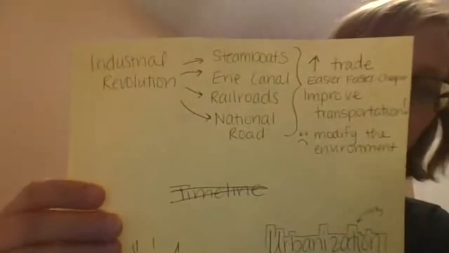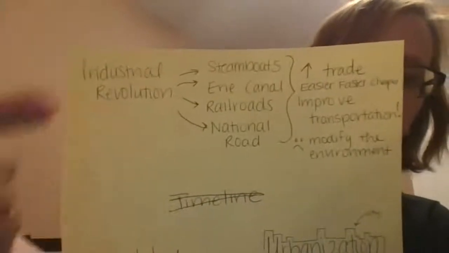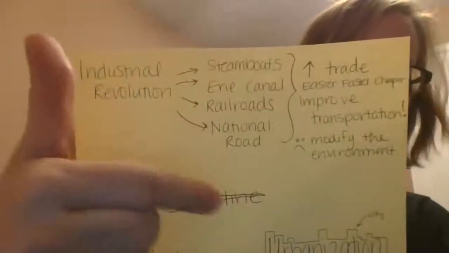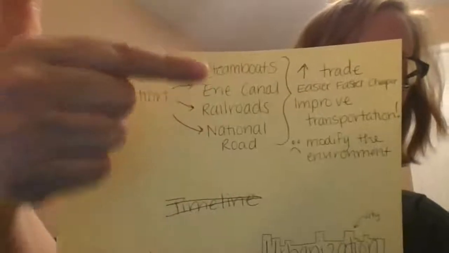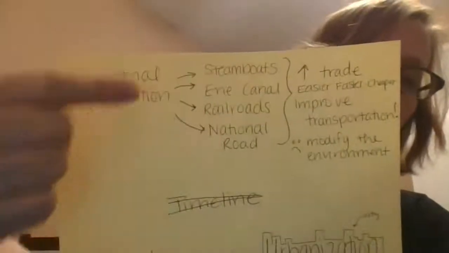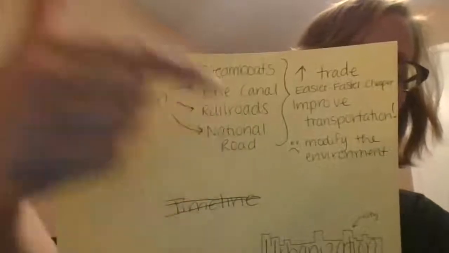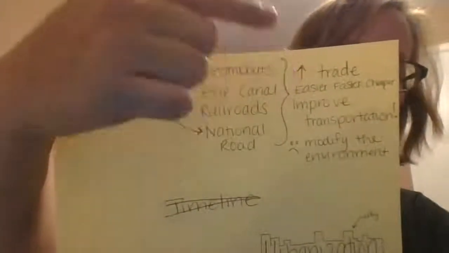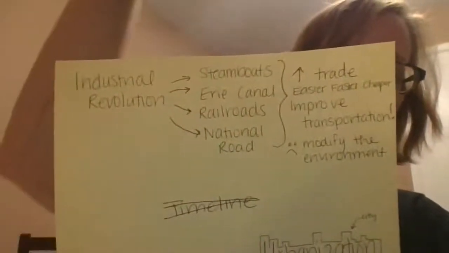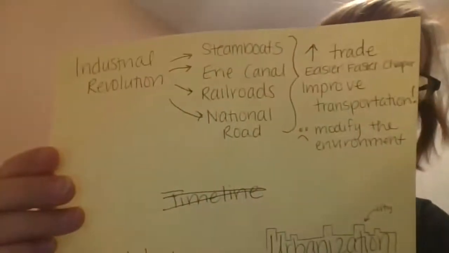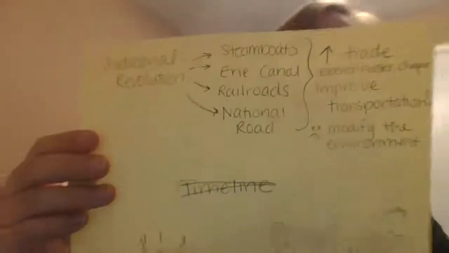And there's one last thing on transportation, and this is the same idea in a different way. So we have the Industrial Revolution. Here are the transportation improvements we're going to make. We're going to have the steamboats, which is Robert Fulton, the Erie Canal, the railroads, and the National Road. And all of these are going to increase trade and make things easier, faster, cheaper. They're going to improve transportation. And the bad thing is we're going to be modifying the environment a lot to do all this.